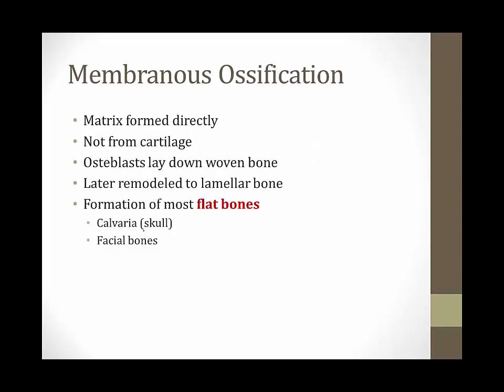This is the type of bone that osteoblasts will initially lay down at the site of a bone fracture or injury. So back to our discussion of the in utero formation of bones. The second process by which bones are formed in utero is called membranous ossification. In this type of bone formation, bone matrix is formed directly and not from a cartilage mold. Osteoblasts will lay down woven bone, they'll later remodel it to lamellar bone. And this is the way most of the flat bones in our body are formed. For example, the calvaria, which is the skull bones, many of these are formed by membranous ossification. Same thing for many of the facial bones.